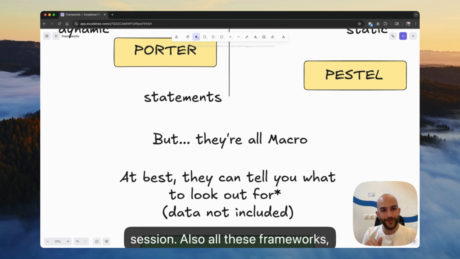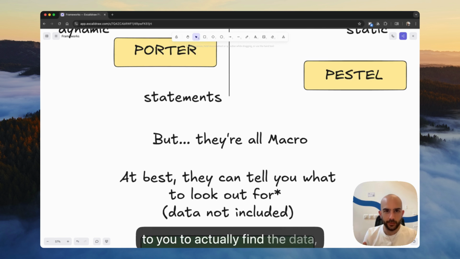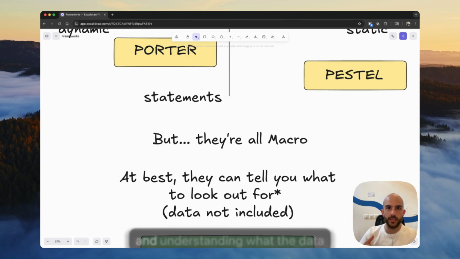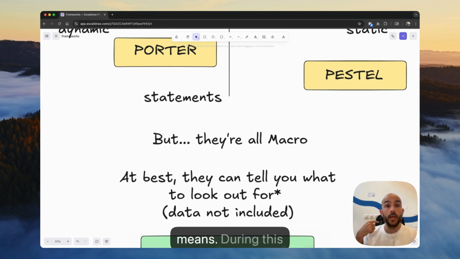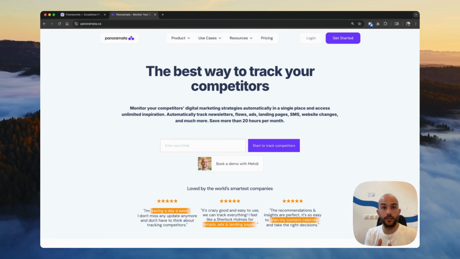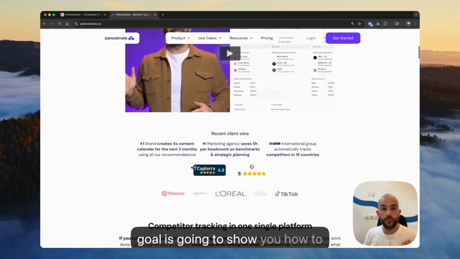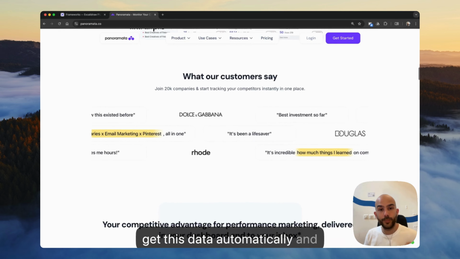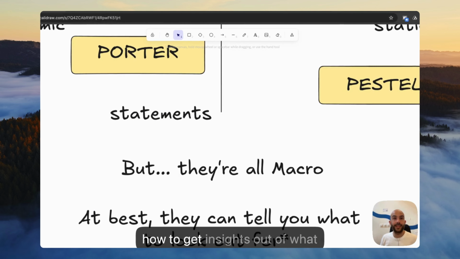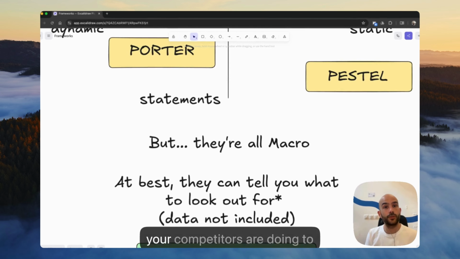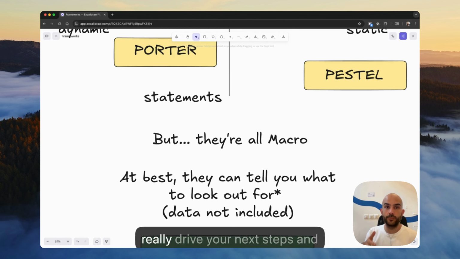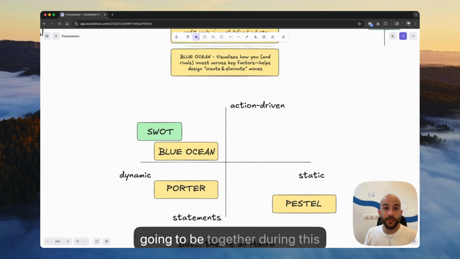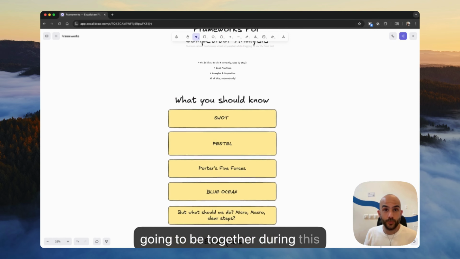Also, all these frameworks, the data is not included. It's still up to you to actually find the data, understand the data, shape trends, and understand what the data means. During this session, using Panoramata.co, our goal is to show you how to get this data automatically and how to get insights out of what your competitors are doing to really drive your next steps and your strategy to outperform them effectively.